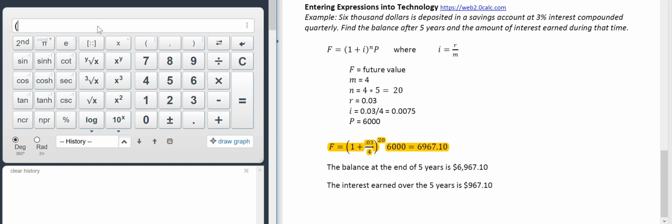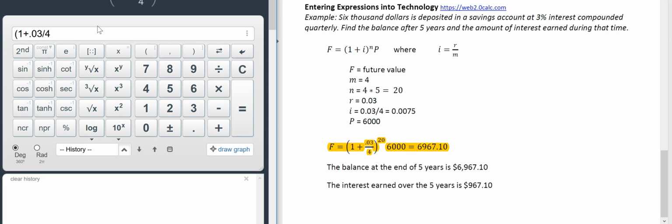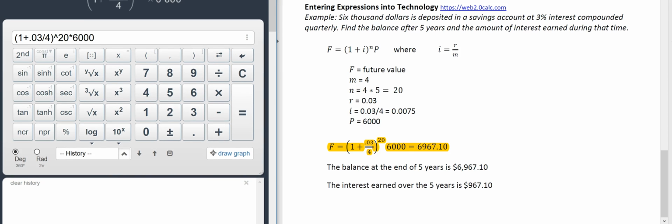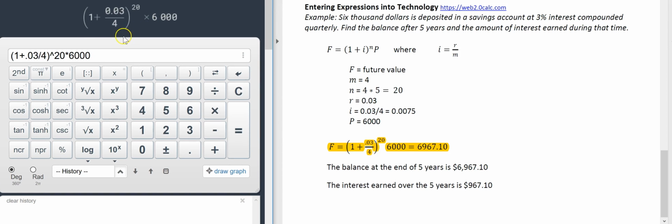So the way to enter this into a calculator is to start with a grouping symbol. Then I type 1 plus 0.03 divided by 4. I close the parenthesis and I choose the exponent button. My exponent is 20, and now I multiply it by the principal. Now up above we can see how that was entered.